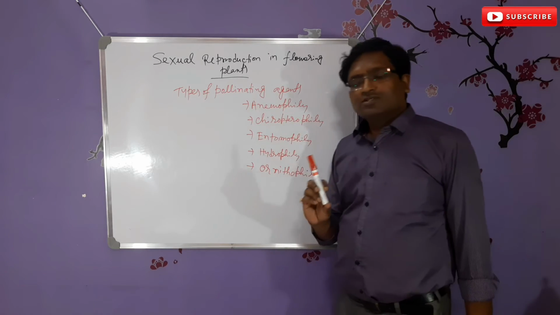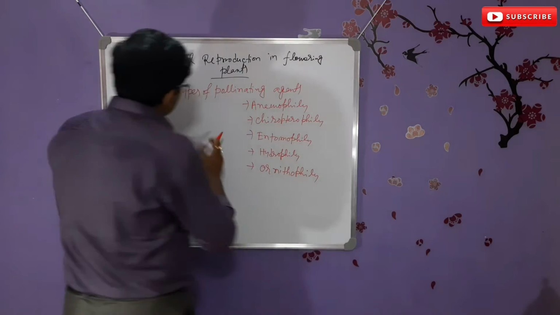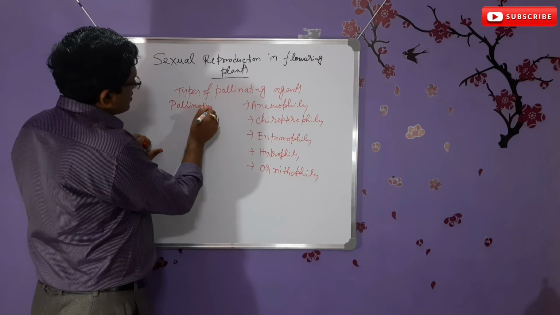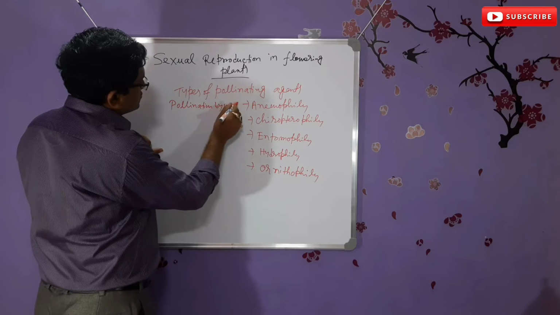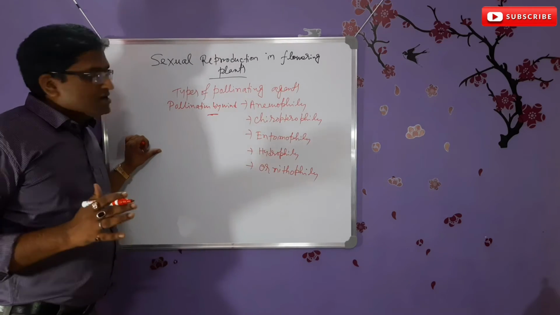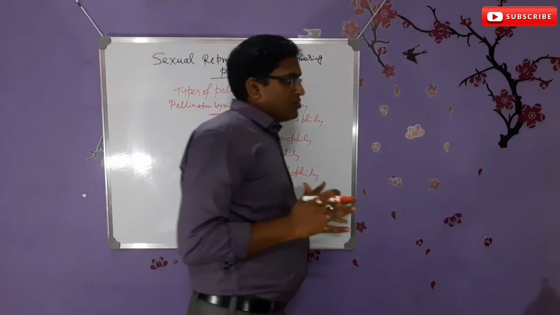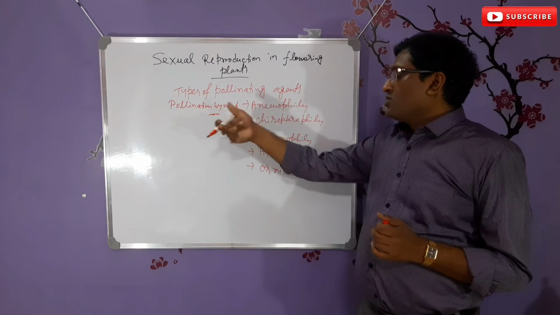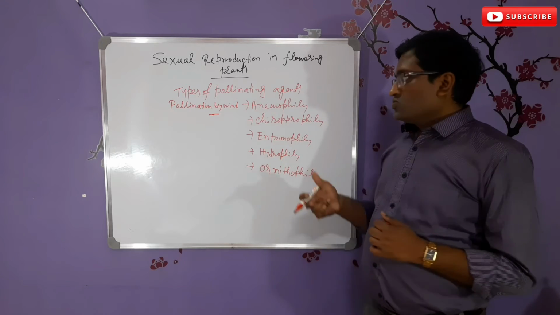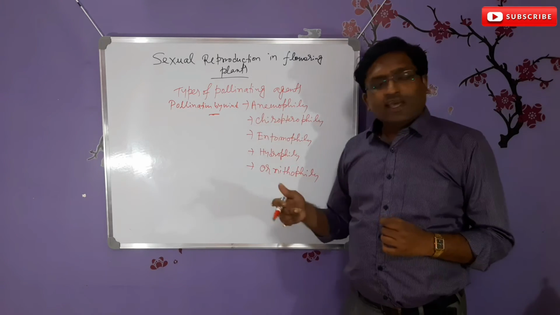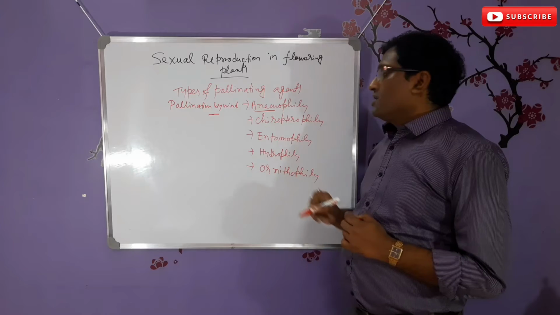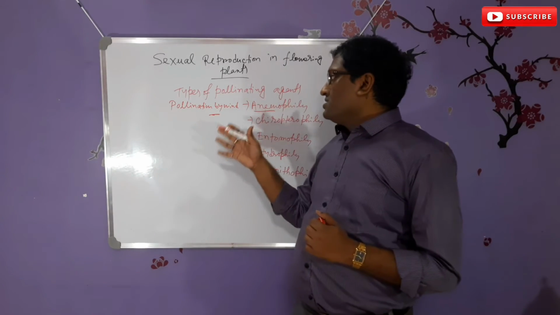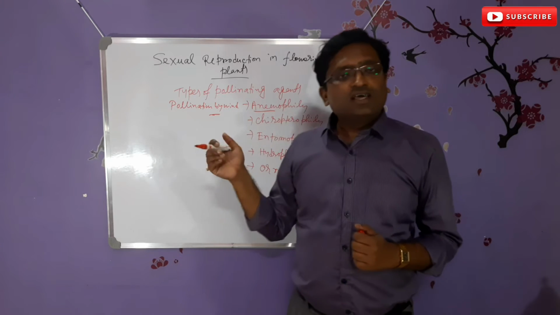Anemophily. Anemophily means pollination by wind. So if a question comes in ISC, what is the name of the process by which pollination by wind takes place, the process will be known as anemophily. Anemo comes from air speed. So that means the agent in this type of pollination is air.